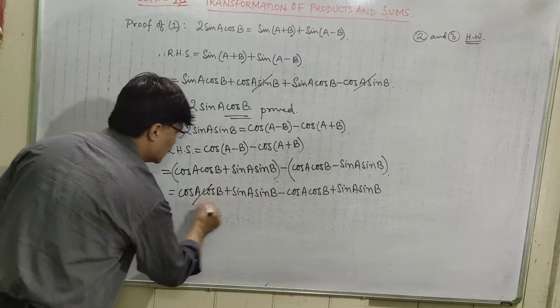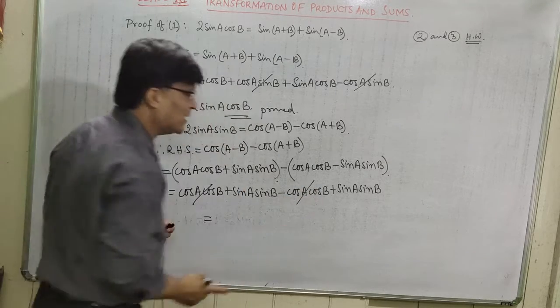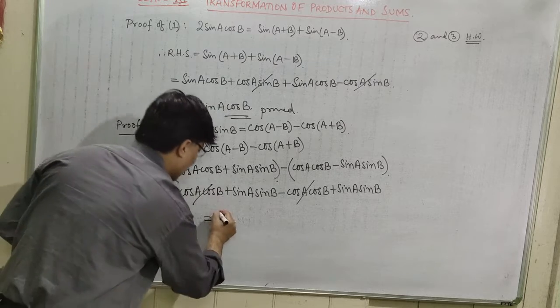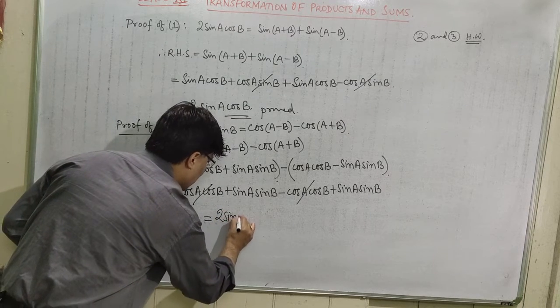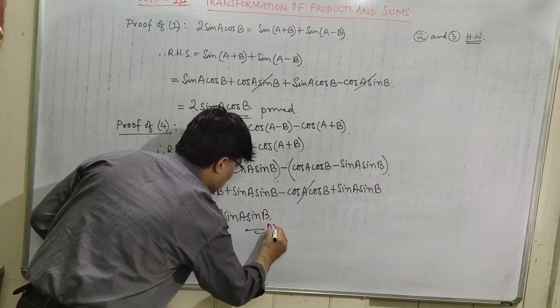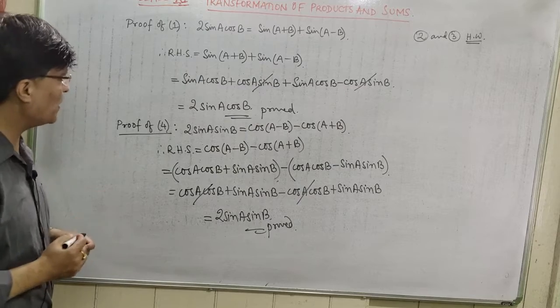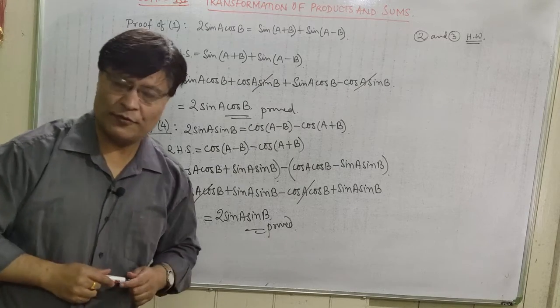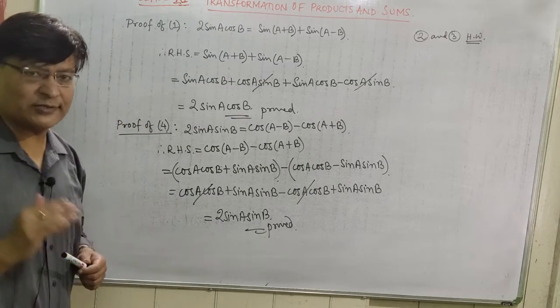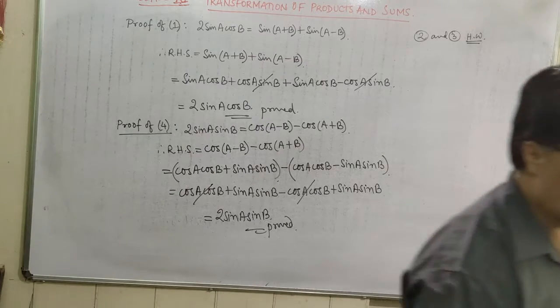So here you can cancel this, cos A cos B will be cancelled, which is equal to, what is sin A sin B plus sin A sin B? You can add them, so it will be 2 sin A sin B. So this is proved. So I think you have understood it, so you can copy it. Now we will prove formula number 5, 6, 7 and 8. Okay, so you can note it down.